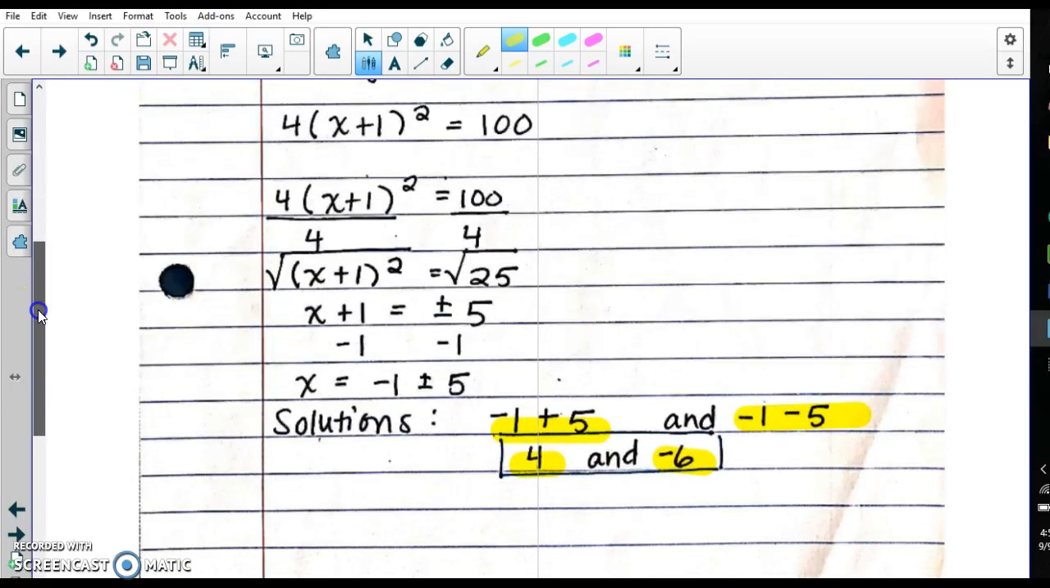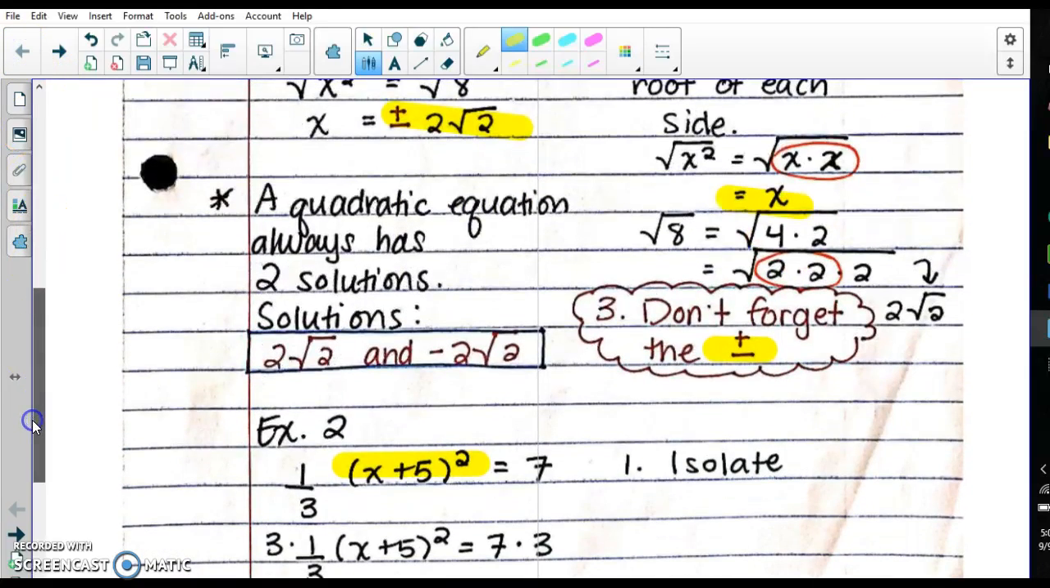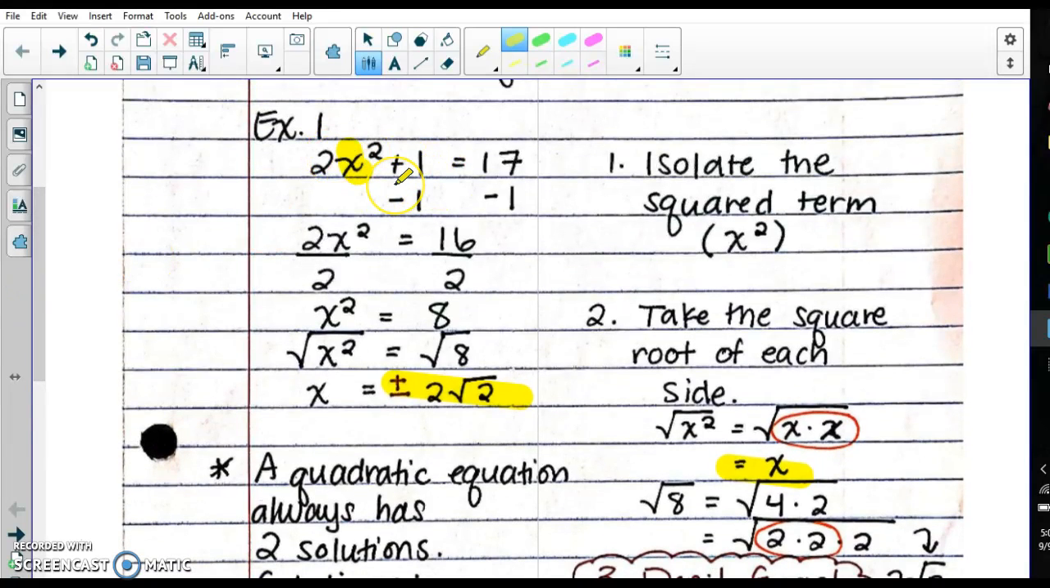Now, you want to use the square root method when you don't have any linear terms or you just have a binomial squared like this. These are binomial squares, x plus 1 squared and x plus 5 squared. Okay, those are binomial squares, so you can use the square root method in that case. You can also use the square root method when you just have x squared and you have no x term, like 5x or 10x or something like that. You just have an x squared. Then you can solve by square roots.